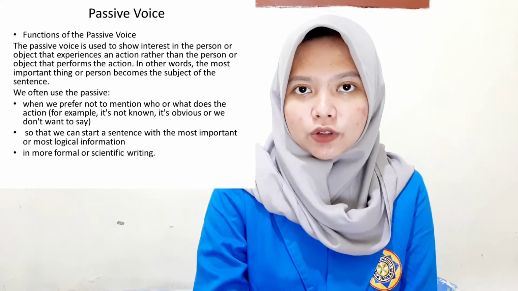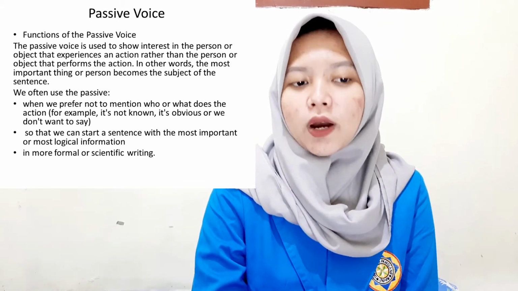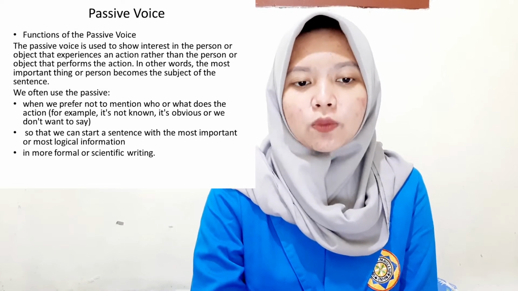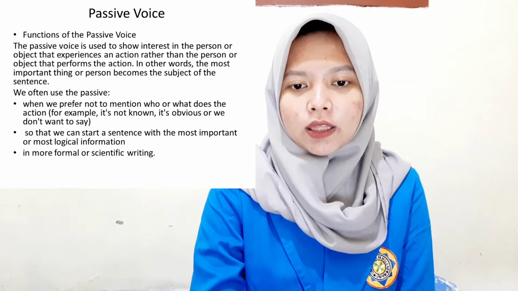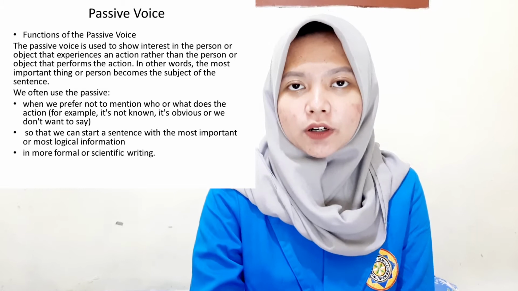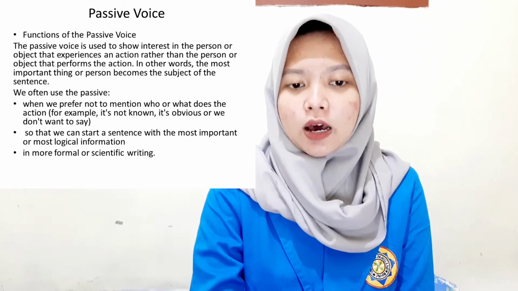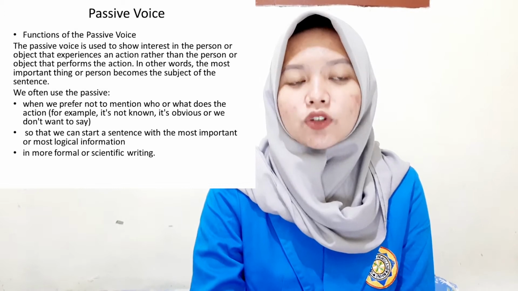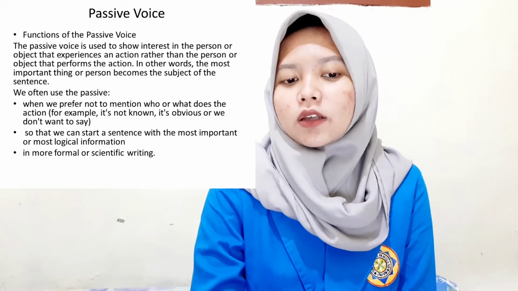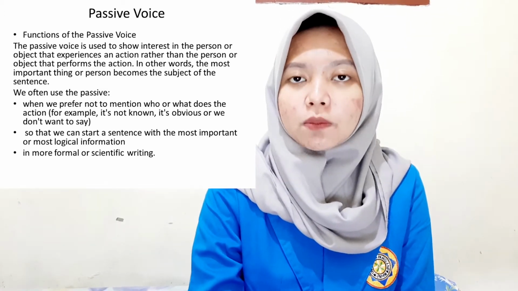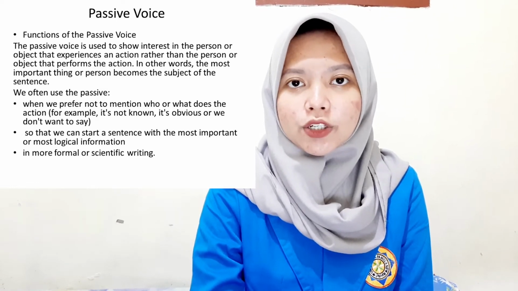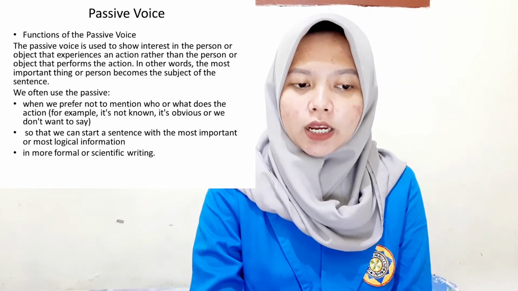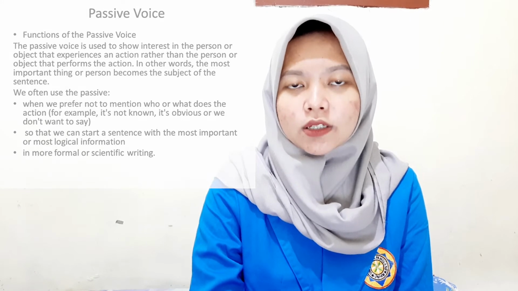We often use the passive when we prefer not to mention who or what does the action. For example, it's not known, it's obvious, or we don't want to say. Two, so that we can start a sentence with the most important or most logical information. Three, in more formal or scientific writing.